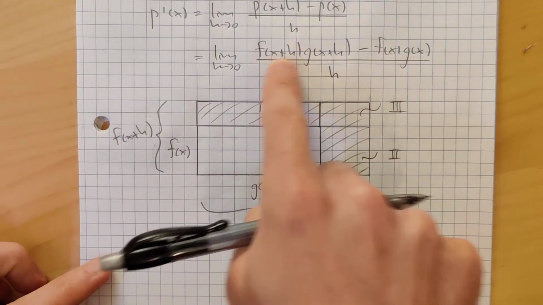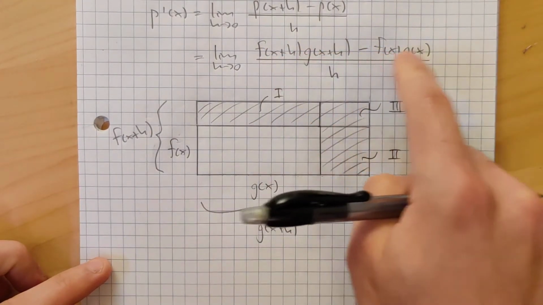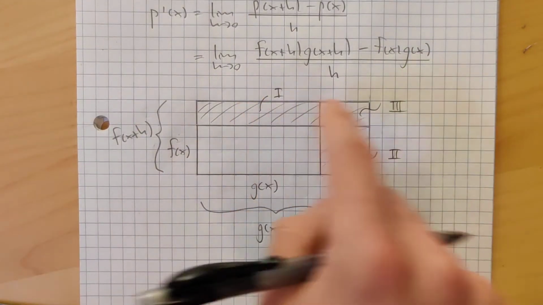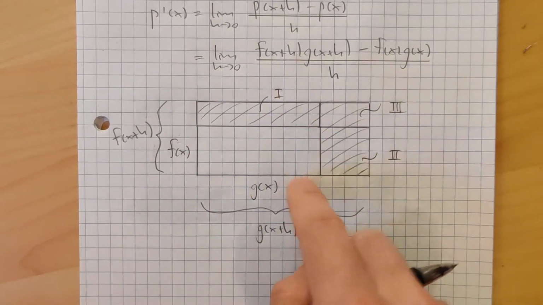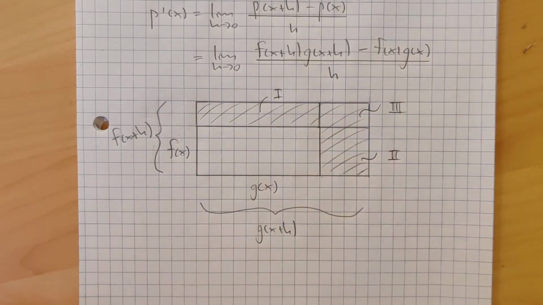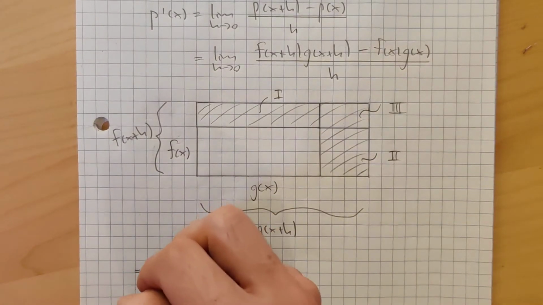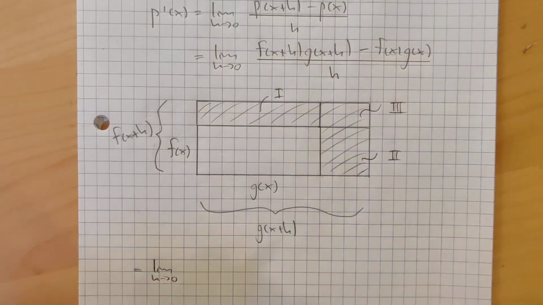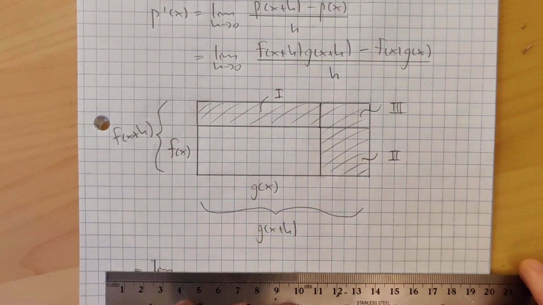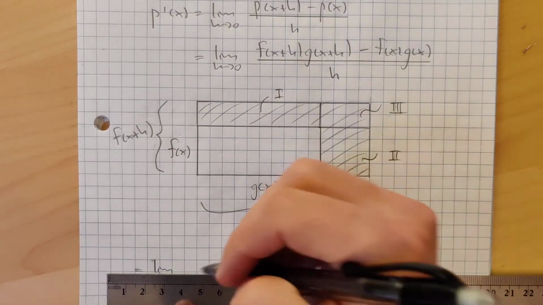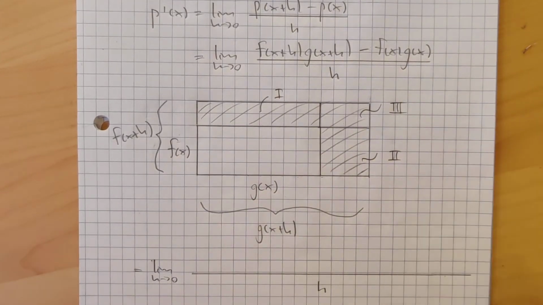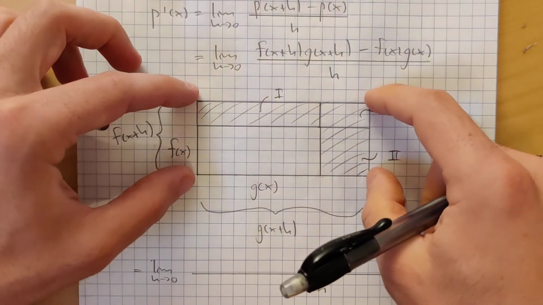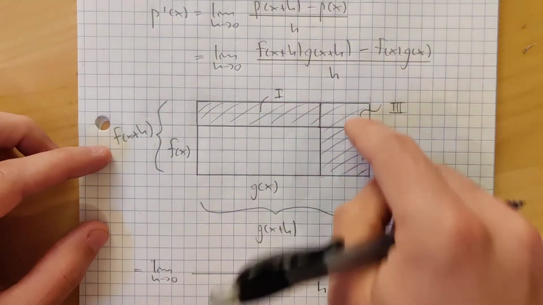So this f of x plus h times g of x plus h minus f of x times g of x is 1 plus 2 plus 3. It's the difference in area between the big rectangle and the small one, which is the sum of the areas of these 3 regions. So let's rewrite that limit we were doing. There's still going to be an h on the bottom, but I'm going to rewrite it so that the numerator, instead of the difference, is going to be a sum. The difference between the big rectangle and the small rectangle's areas is going to be the sum of these 3.